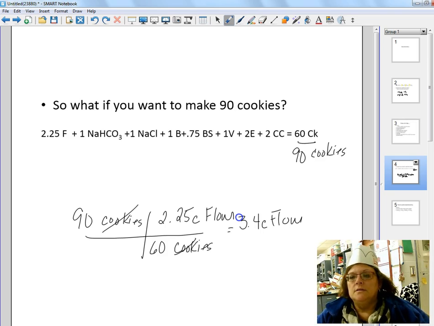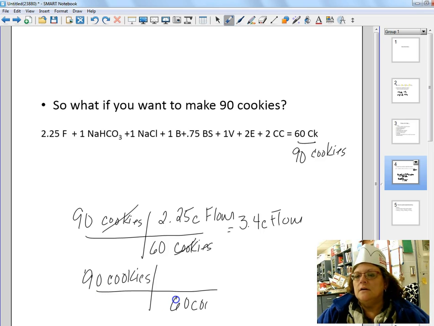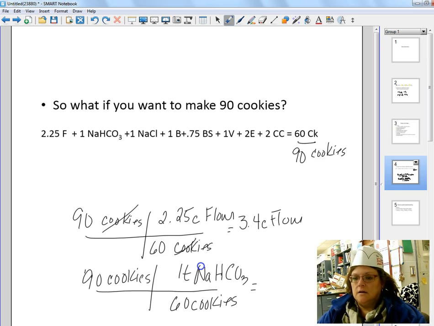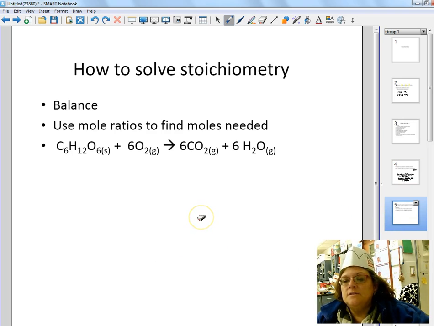All right. Same thing for the next one, which is baking soda. For the baking soda, we know that 90 cookies is what we're looking for. We know that 60 cookies requires 1 teaspoon of baking soda. So once again, 90 times 1 divided by 60, we would need 1.5 teaspoons of baking soda. And I can go on, but I think you can figure it out. Okay? Same thing with stoichiometry.